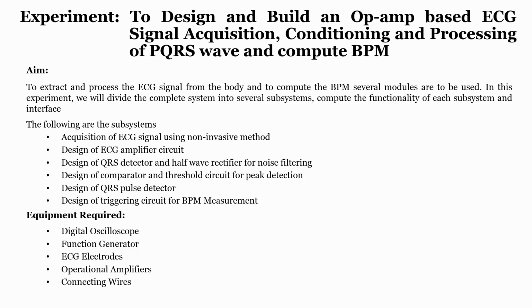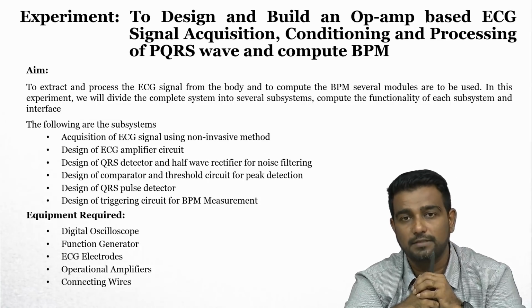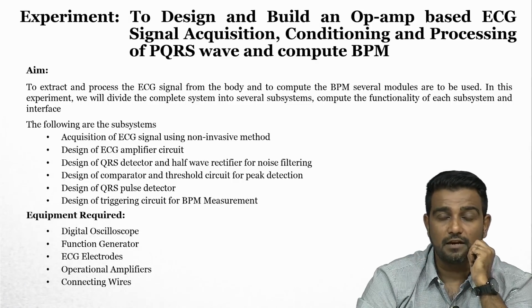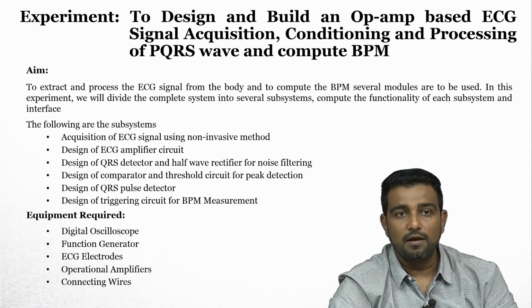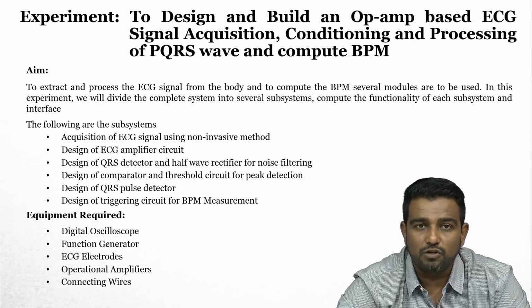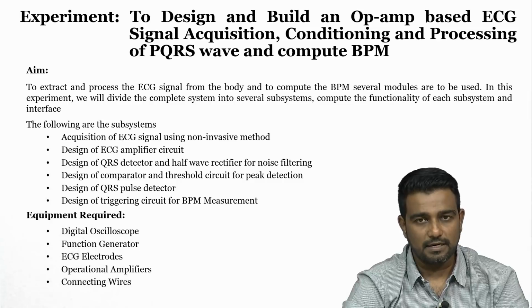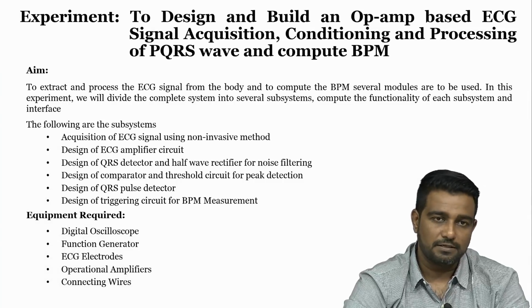First one is acquisition of the ECG signal using a non-invasive method. Second is design of the ECG amplifier circuit. Third is design of the QRS detector and half wave rectifier for noise filtering. Next one is the comparator and threshold circuit for peak detection. Next one would be design of the QRS pulse detector, and finally, we will design the triggering circuit for BPM measurement.